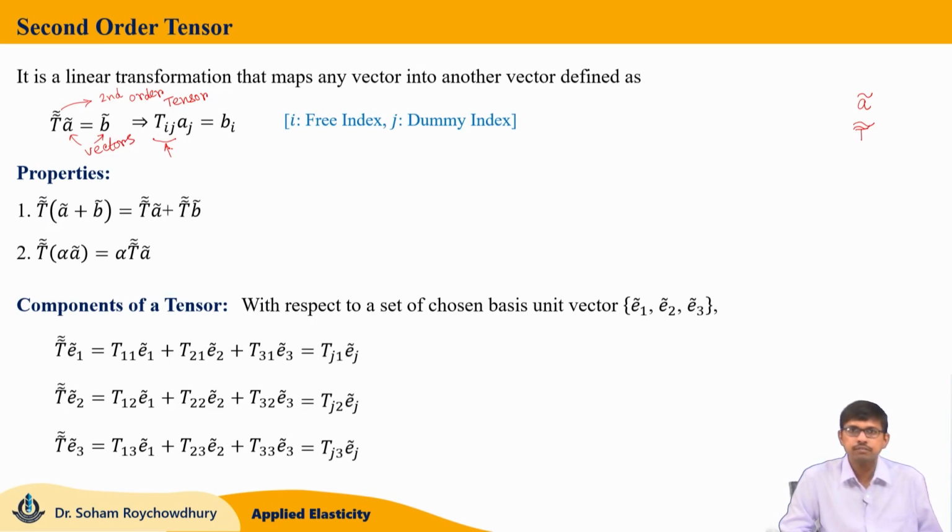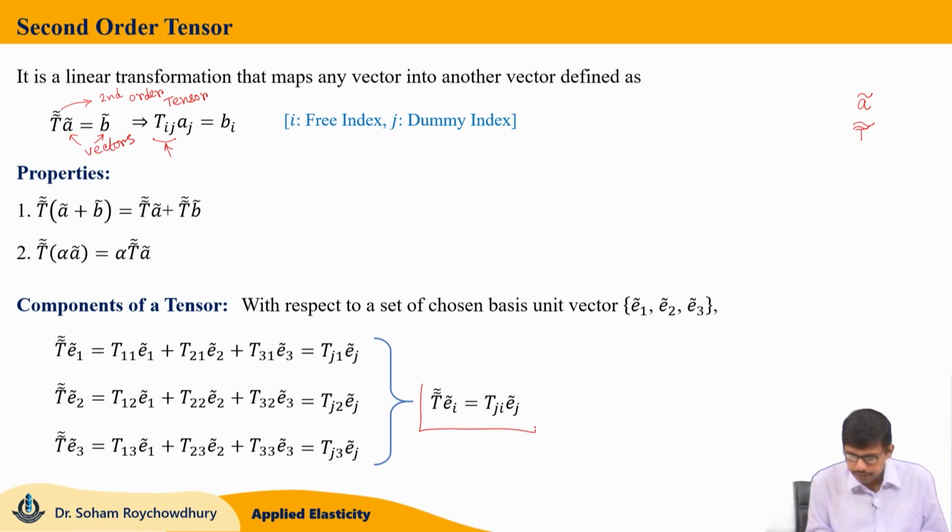The three terms in the first equation can be condensed to a single term with the help of summation convention as T_j1 E_j, whereas the second one is T_j2 E_j, and the third one is T_j3 E_j. All three of them can be combined in a single tensorial equation as T acting over E_i equals T_ji E_j. With the help of this particular equation, we can define the tensor component T_ji. So, T acting over unit vector E_i equals T_ji times E_j.